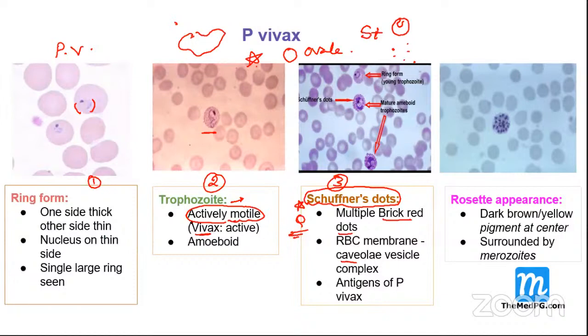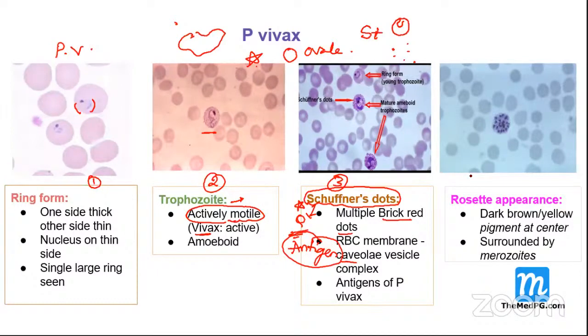So what do these Schüffner's dots contain, students? They contain Plasmodium vivax antigens. So they are the ones which are responsible for causing all the destructive manifestations, right?